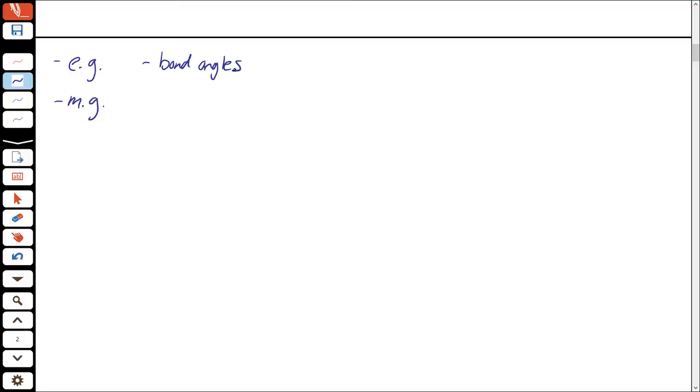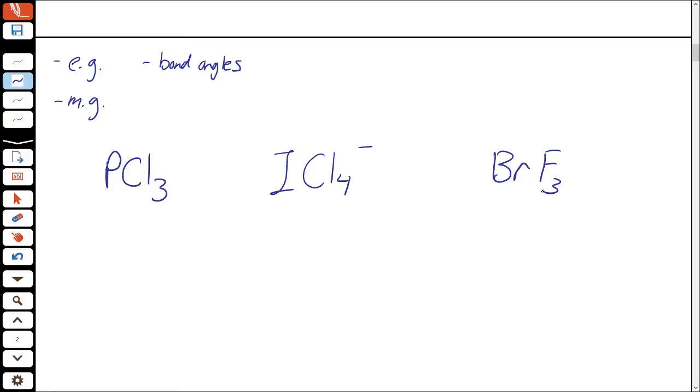All right, so try PCl3, ICl4 ion, and BrF3. We can draw those out.